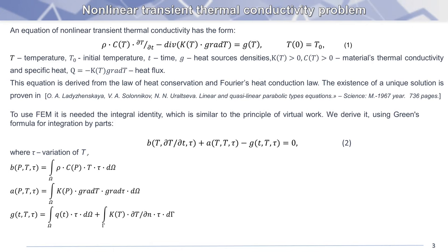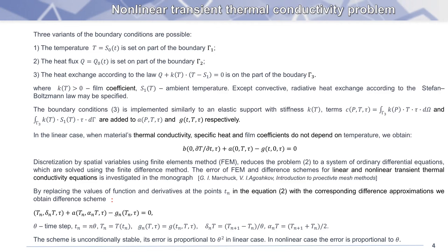The existence of a unique solution is proved in a book of Ladyzhenskaya, Solonnikov and Uraltseva, linear and quasi-linear parabolic type equations. To use finite element method, it's needed the integral identity, which is similar to the principle of virtual work. We derive it using Green's formula for integration by parts. And we have equation 2. In this formula, functionals B, A, and G respond to material thermal conductivity, specific heat, and heat source densities. Three variants of boundary conditions are possible.